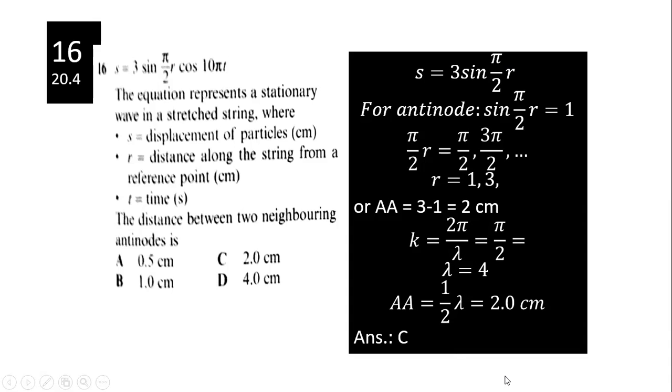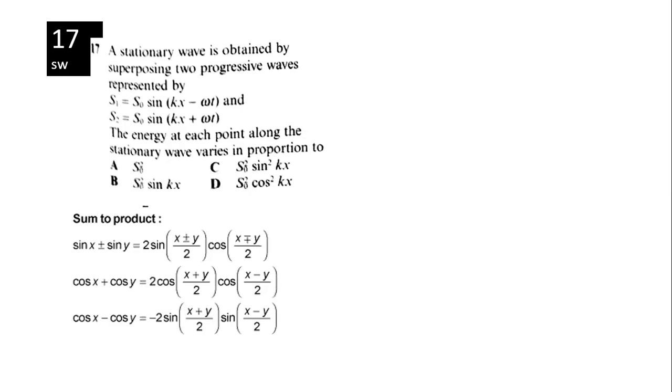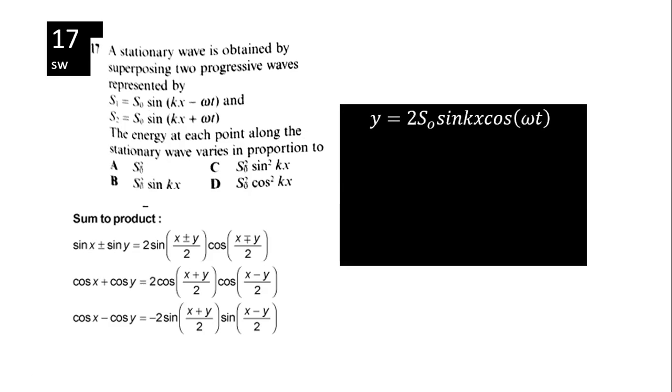One last one. Then we take a break. Standing wave is obtained by superposition of two progressive waves represented by the equation. The energy at each point along the stationary wave is proportional to... You need to remember all these equations. What answer? C. How to work it out? You can either add these two up or use memory work.